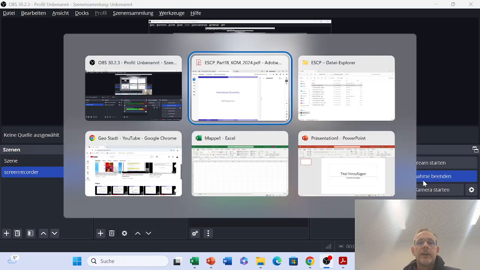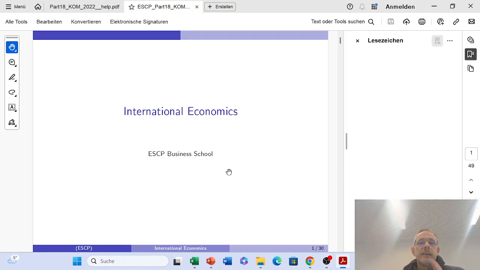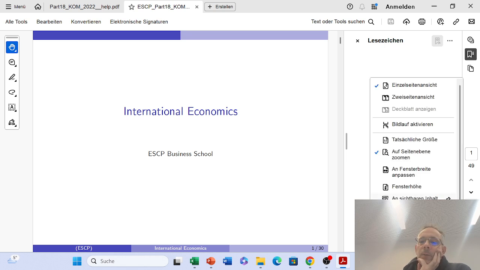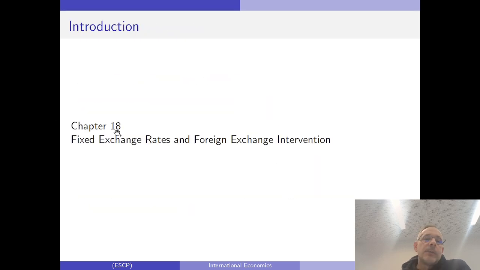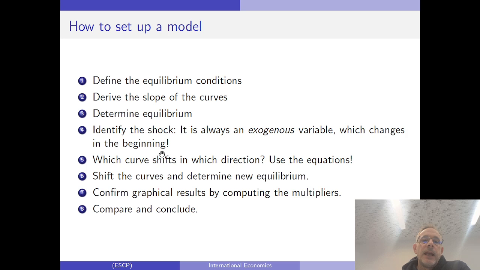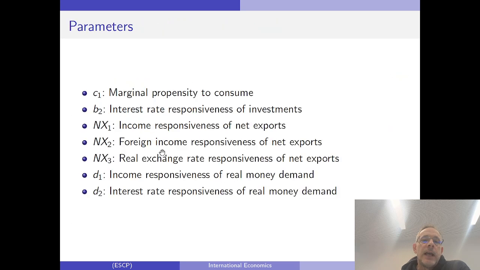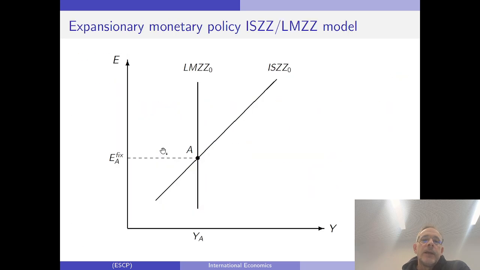Welcome everybody. We are in chapter 18, talking about a fixed exchange rate system, and we analyzed the following shock: an expansionary monetary policy in this IS-LM framework.